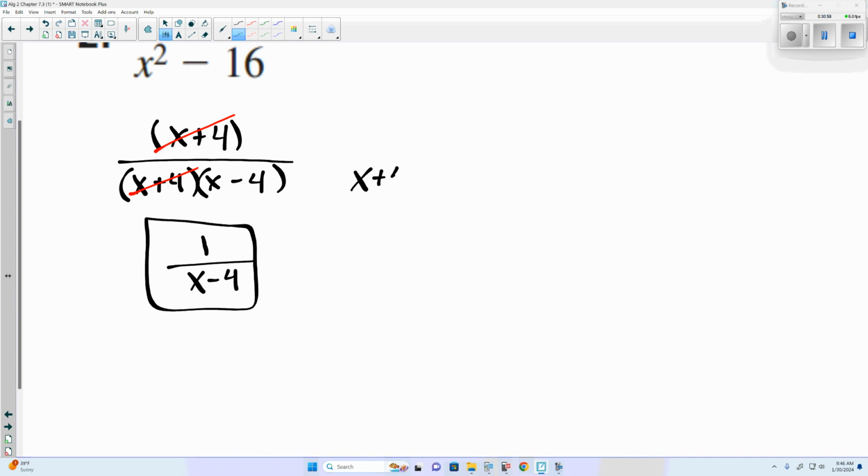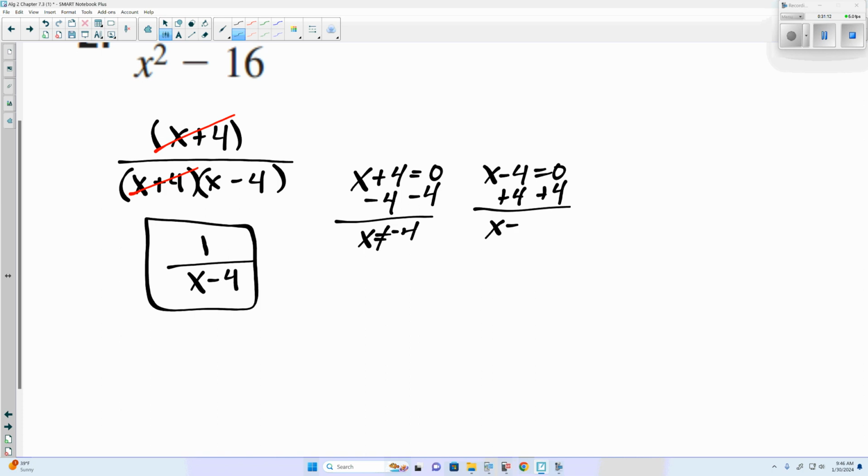X plus 4 equals 0, we can subtract 4, telling us x cannot be negative 4. And our x minus 4. So if we want to make this one statement, we can leave it as 2 statements or put it as 1. X cannot be plus or minus 4. That's it. Questions on these here?